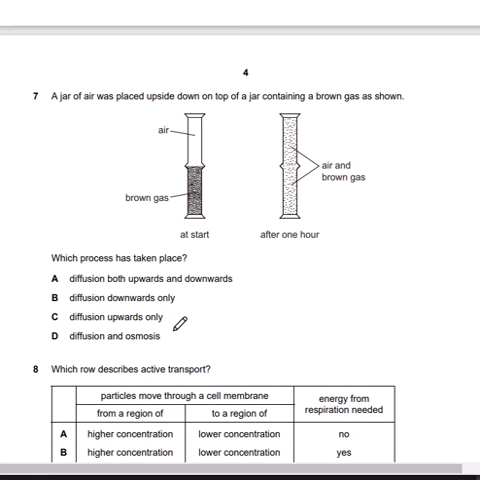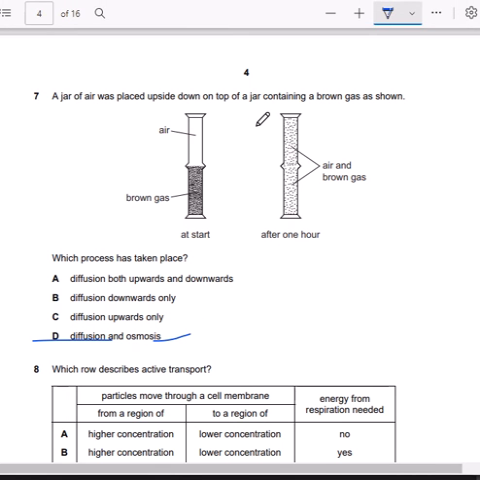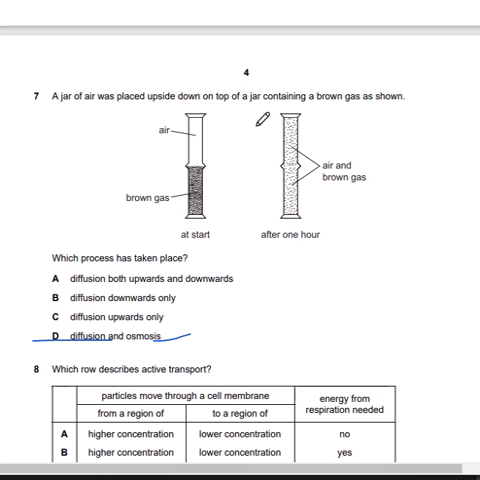Question 7. A jar of air was placed upside down on the top of a jar containing a brown gas as shown. Which process has taken place? Diffusion both upwards and downwards, diffusion downwards, diffusion upwards, diffusion and osmosis. Definitely not osmosis because osmosis is related to water potential and water molecules. And diffusion does not actually have anything related to the direction of movement of particles. It's basically due to random movement of particles. So that would be upwards and downwards.